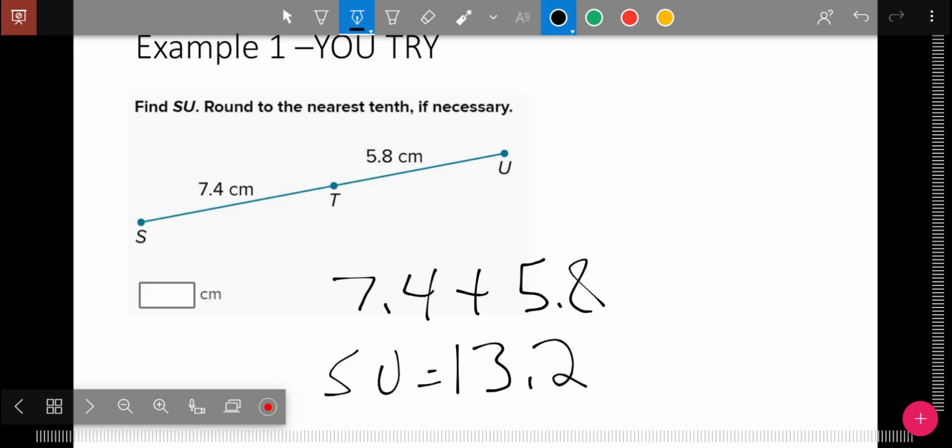If I just write the letters, that stands for length or distance. And so when they say find SU here, they're not saying find the segment, you just point to it. When they say find SU with no segment above it, they're saying find the length of SU.